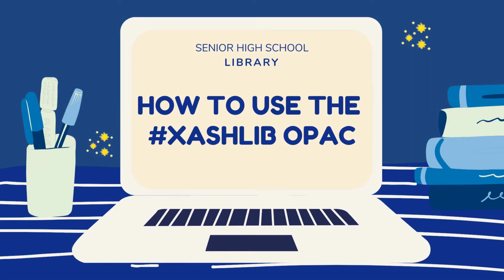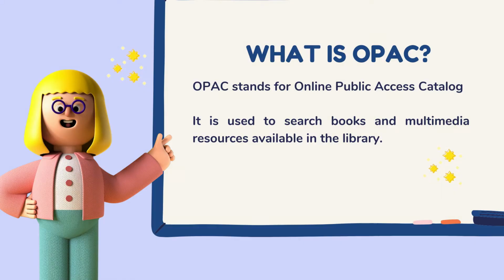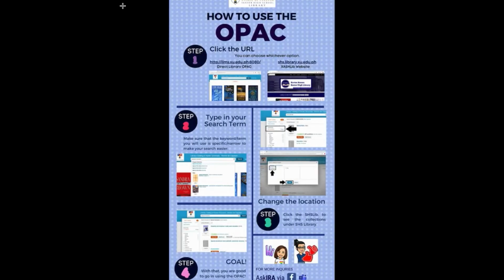Today, I'll be sharing with you how to use the library OPAC. OPAC stands for Online Public Access Catalog. OPAC is used to search books and multimedia sources available in the library. You can access the OPAC inside or outside the campus. There are two options to access the OPAC. These are through the library website or directly to the library catalog website.